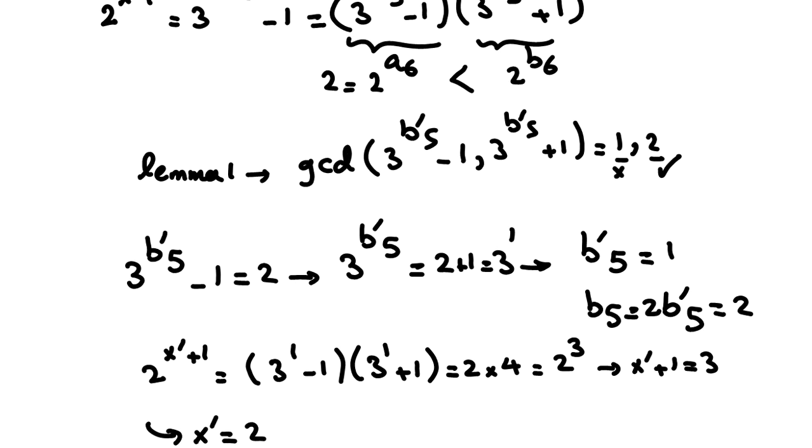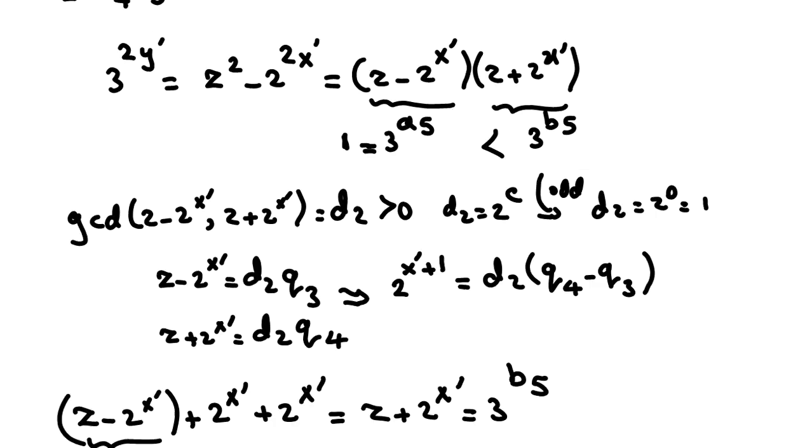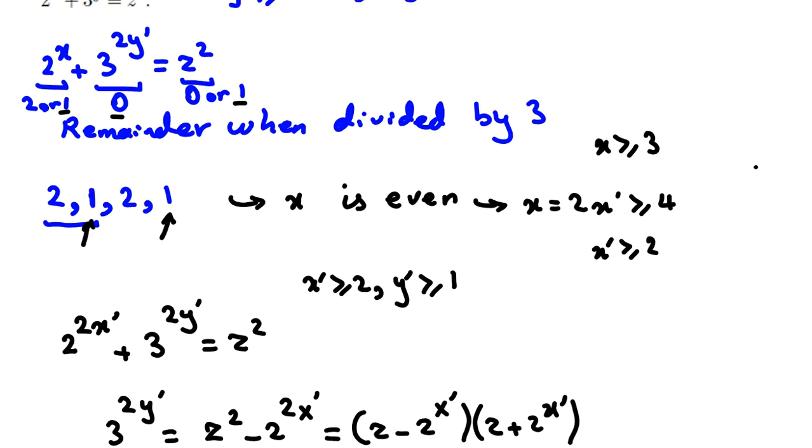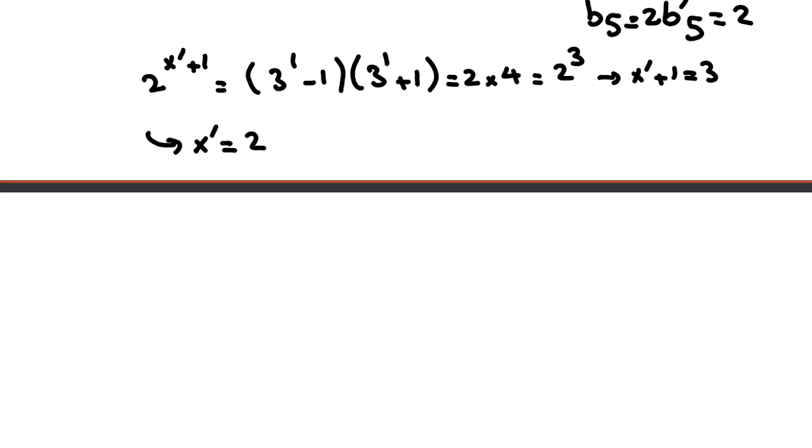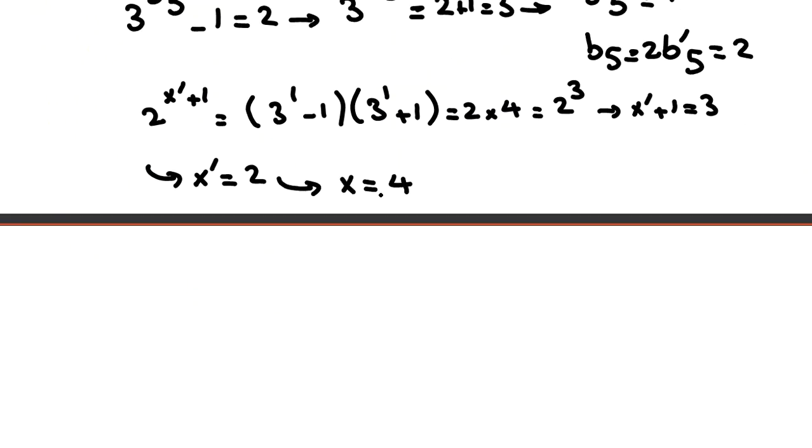Now, we know x was what in terms of x prime? We said x is 2x prime. So x is 2 times this. x is 4. Okay, we know x is 4. Let's write x is 4.